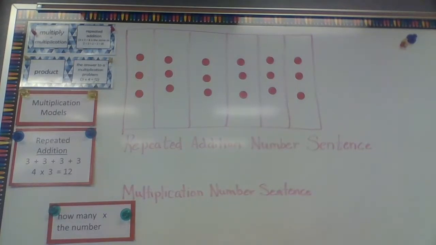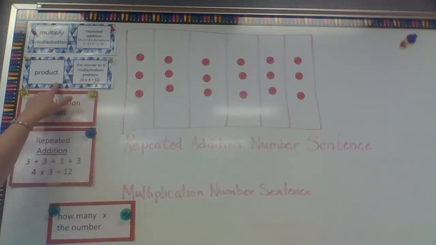All right, so let's talk about what multiplication is. Multiplication really is just repeated addition. Multiplication is an easier way to do addition. Whenever we are writing a multiplication number sentence, we call the answer the product. Do you remember what we call the answer to an addition number sentence? Yes, it's called the sum. How about a subtraction number sentence? You're correct. We call it the difference. Well, when we multiply, the answer is called the product.